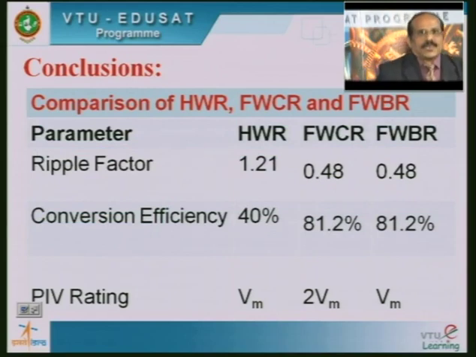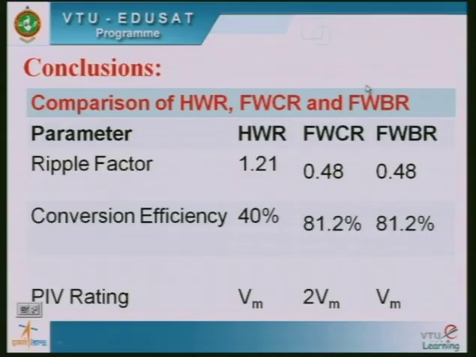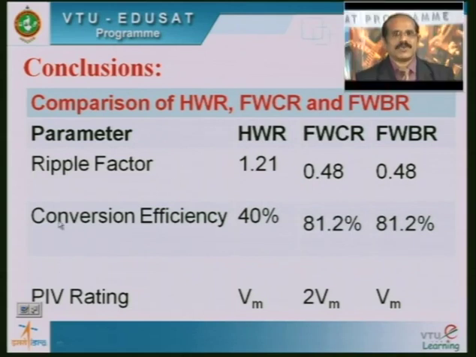Concluding this, we have now seen three types of rectifier. One is the half wave rectifier, another is the full wave rectifier using center tap configuration, then the full wave rectifier using bridge configuration. These three parameters are what we are mainly looking at: one is ripple factor, another is conversion efficiency, and the third one is the PIV rating. As I told you, ripple factor is a measure of the AC content of the DC output.